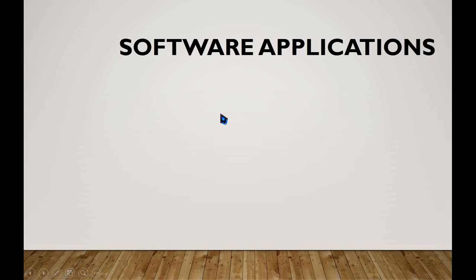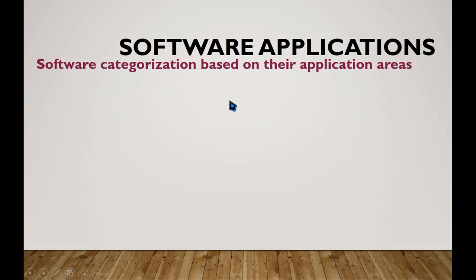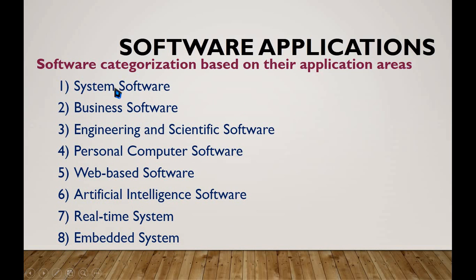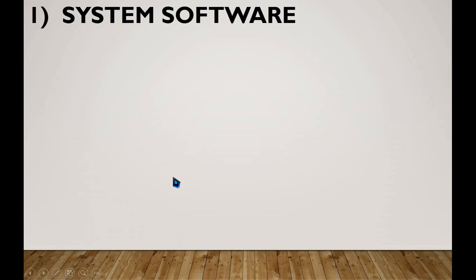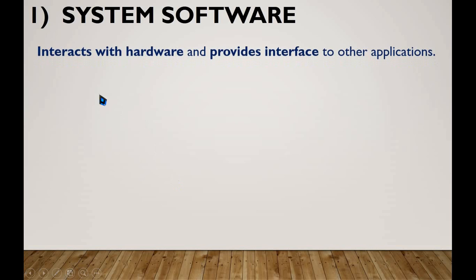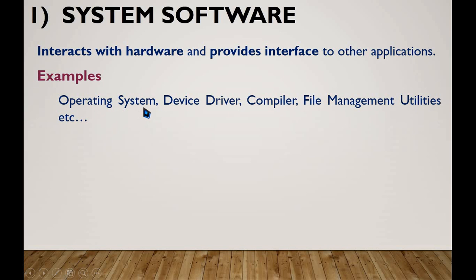Now software applications. Software is categorized based on its application areas, which are system software, business software, engineering and science software, personal computer software, web-based software, artificial intelligence software, real-time systems, and embedded systems. So what is system software? System software interacts with hardware and provides an interface to other applications. Its examples are operating systems, device drivers, compilers, file management utilities, etc.